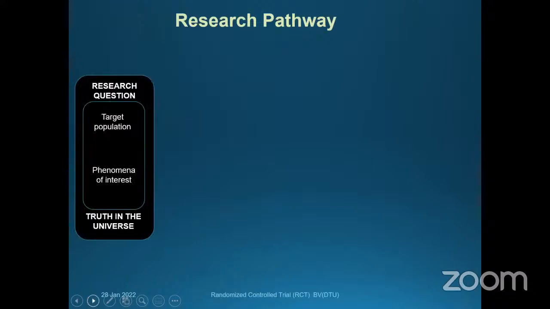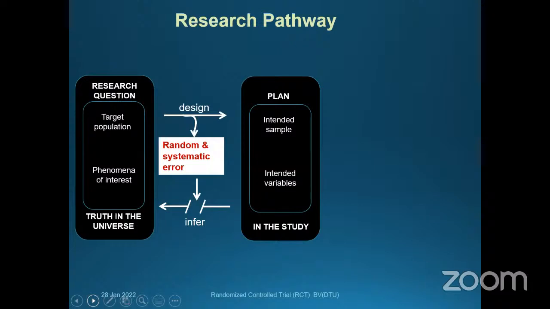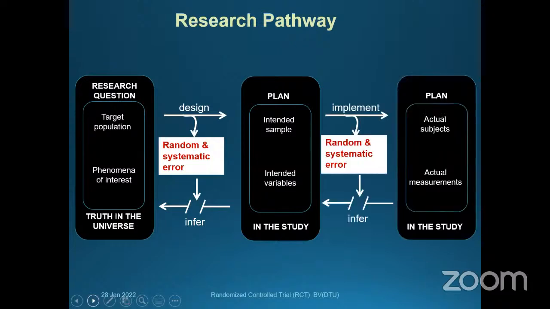So research question, target population, the design: random and systematic errors take place in the intended sample, and then you implement the study. Again, there is a chance for random and systematic error, which we have to minimize. The actual subjects are selected, the actual intervention is done, actual measurements are done in the study, and the intended variables are studied, and the phenomenon of interest as a truth in the universe is identified. But the problem is we have to minimize, at both the design and implementation stage, the errors which can interfere with inferences.